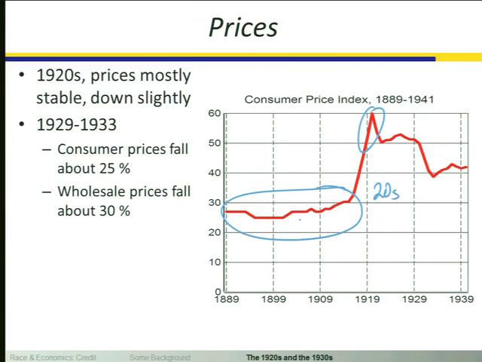So if you look at the average, this is the CPI, look at the average value of the CPI from 1889 until World War I starts in 1913, and that's 27-ish or so. Prices are stable in the 1920s, but they're stable at nearly twice the level of the pre-World War I prices. So they're steady, but certainly higher than they had been before the war.